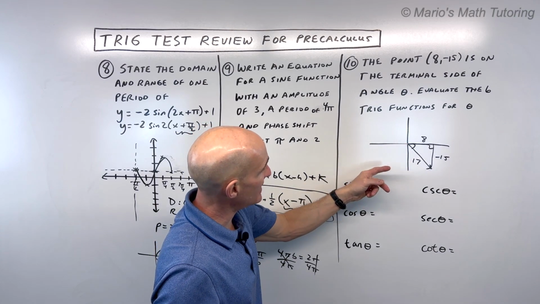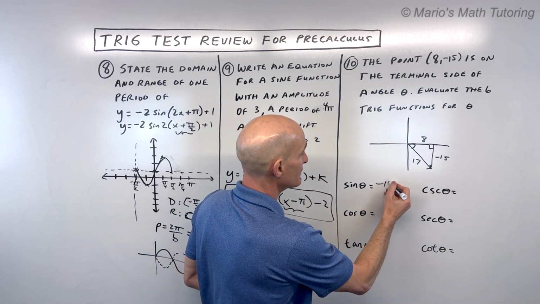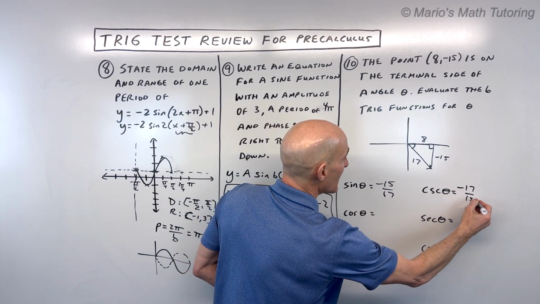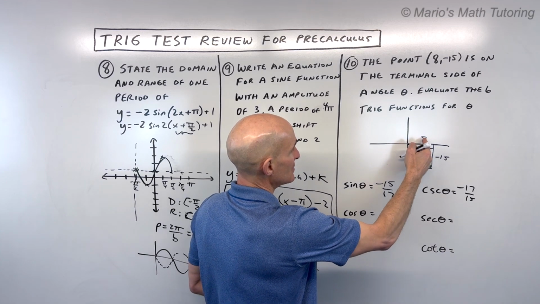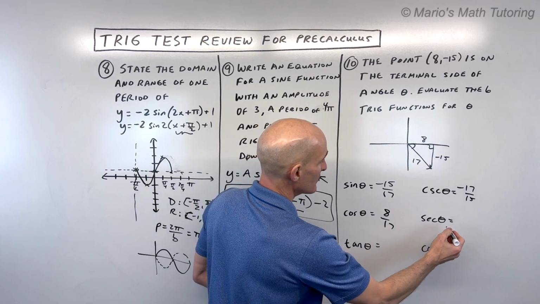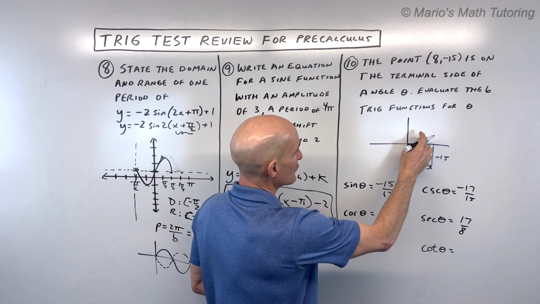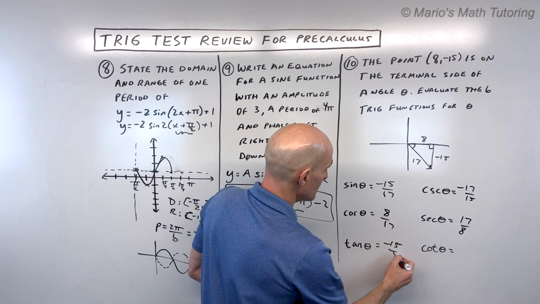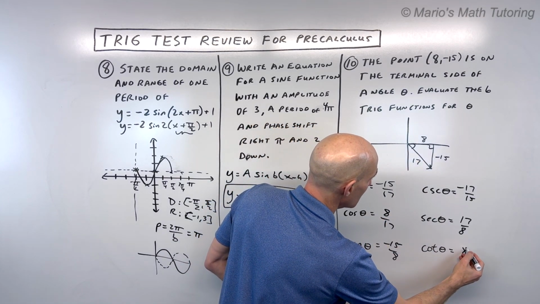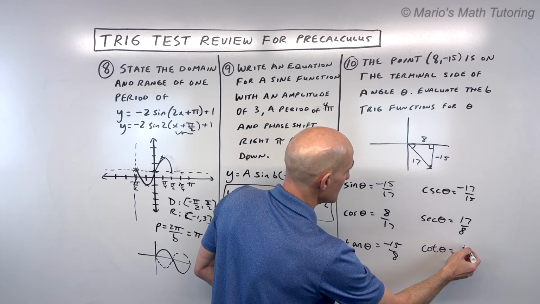Okay, so the sine is going to be the ratio of the opposite over the hypotenuse, so it's going to be -15/17. The cosecant is the reciprocal of sine. The cosine is going to be the adjacent over hypotenuse, that's 8/17. The secant is going to be the reciprocal. The tangent is going to be opposite over adjacent, so -15/8. And the cotangent is going to be the reciprocal of the tangent, so that's going to be 8/15, or you could write it as -8/15.